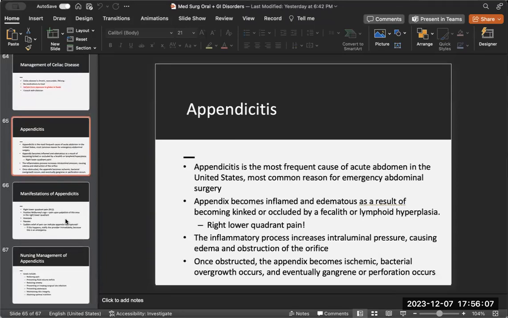The last thing I want to talk about is appendicitis. It's one of the most common abdominal issues, and it can be an emergency. And you commonly see this in children. What happens is that the appendix, which is in your right lower quadrant of the stomach, becomes inflamed and edematous, and we have a big issue, okay? That inflammation causes pressure, which causes pain.